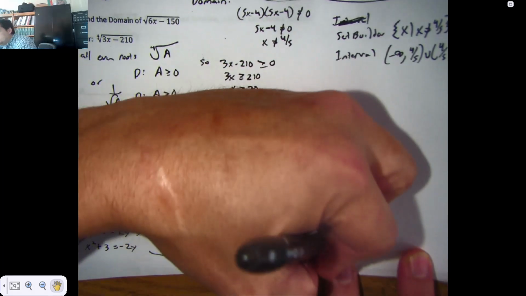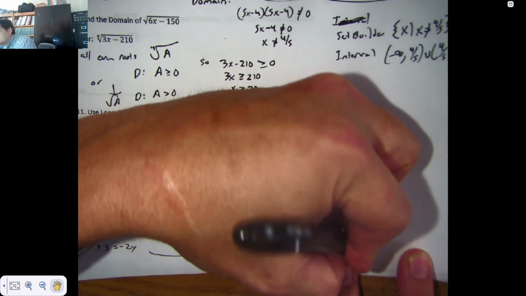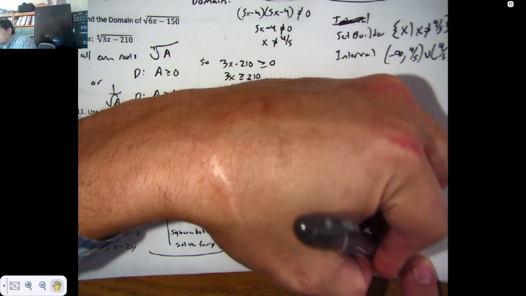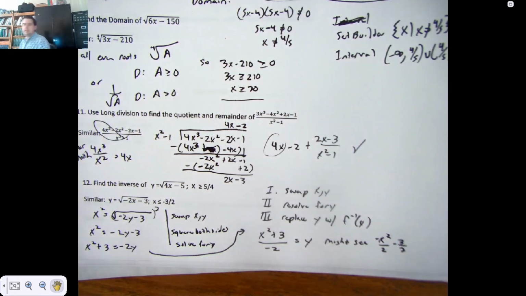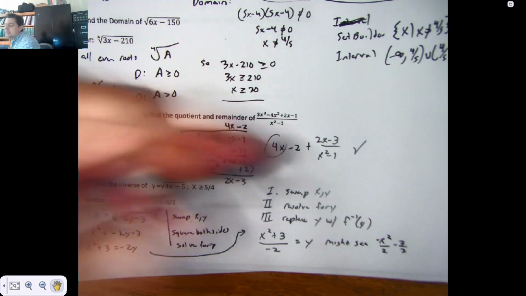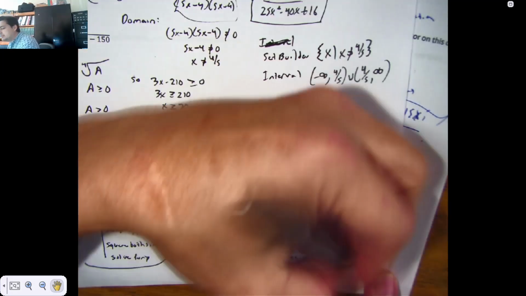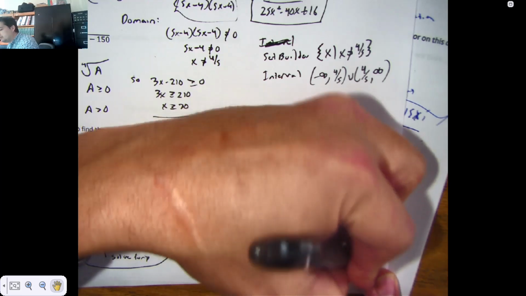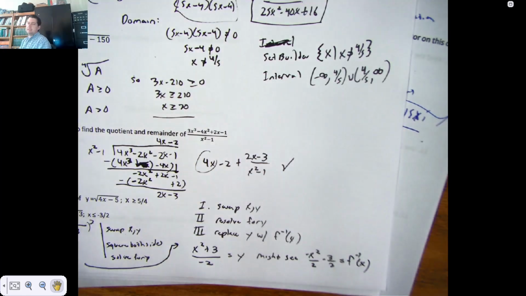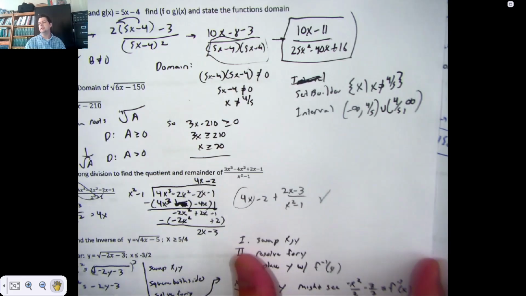You might see this written differently. You might see negative x squared over 2 minus 3/2, but they are the inverses, okay? Anyways, now at step 3, replace y with the inverse of f of x. So instead of having y equals, I just have the inverse of f of x. Because if you just say y equals, nobody knows it's an inverse. Nobody knows.